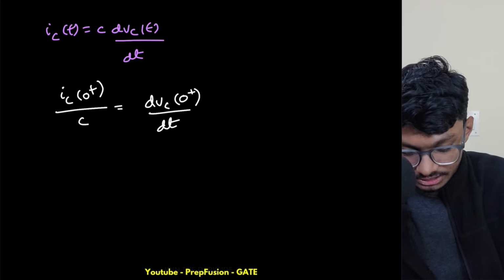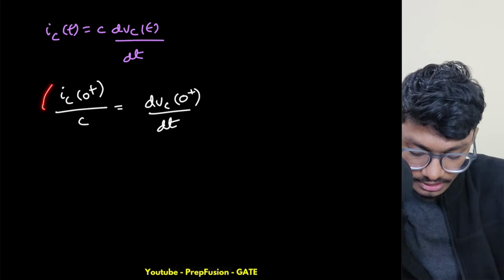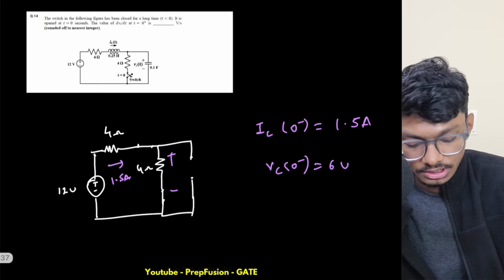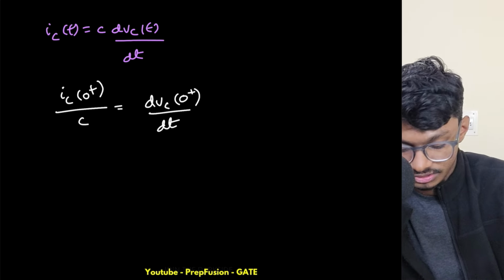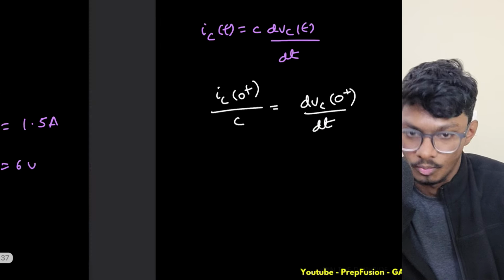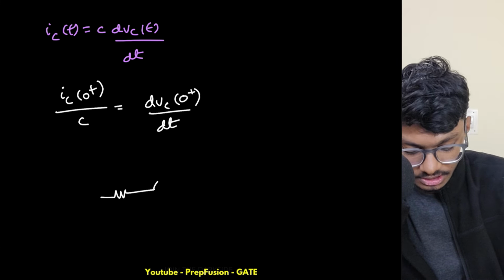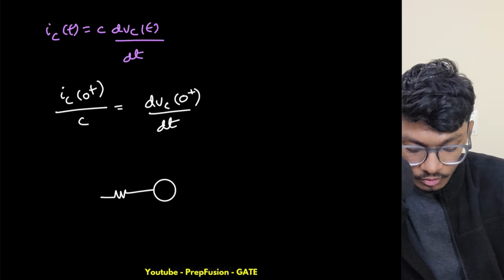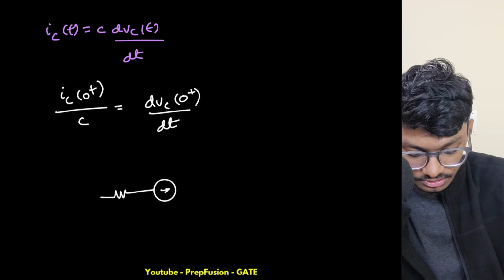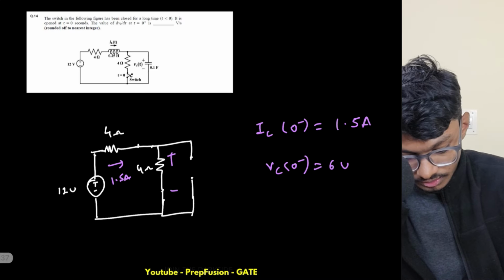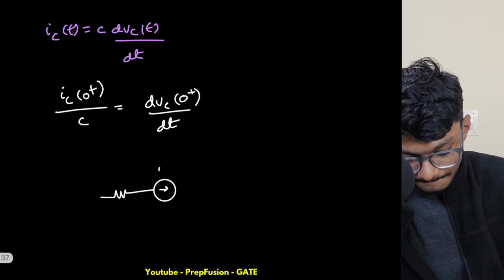Okay, so yeah, this is what we have to find. So simply if I find the current IC(0+) divided by capacitance, then I will get my answer. So I have to find the current at t equals to 0 plus. At t equals to 0 plus, the switch is getting opened. So if the switch is getting opened, then the circuit will become something like this. At t equals to 0 plus, the inductor obviously won't change its current instantly. So this will be 1.5 amps.